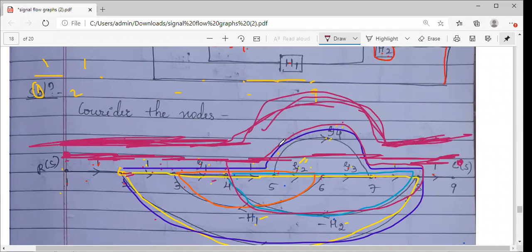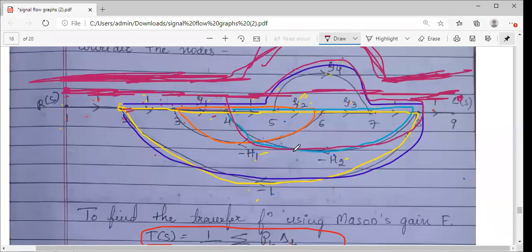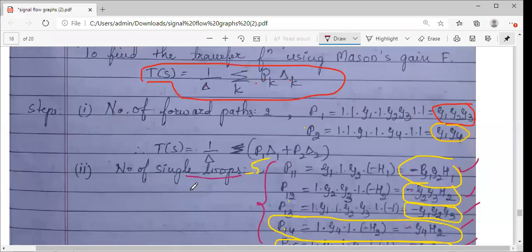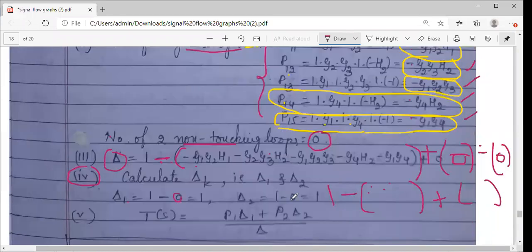Hence even for the second forward path also, you are not finding any single loop which is not touching the forward path P2. Hence delta 2 is 1 minus 0 equals 1. And further you cannot continue क्योंकि यहीं पर 0 आ गया है, 2 non touching, 3 non touching का तो there is no question. Hence delta 1 and delta 2 are calculated.